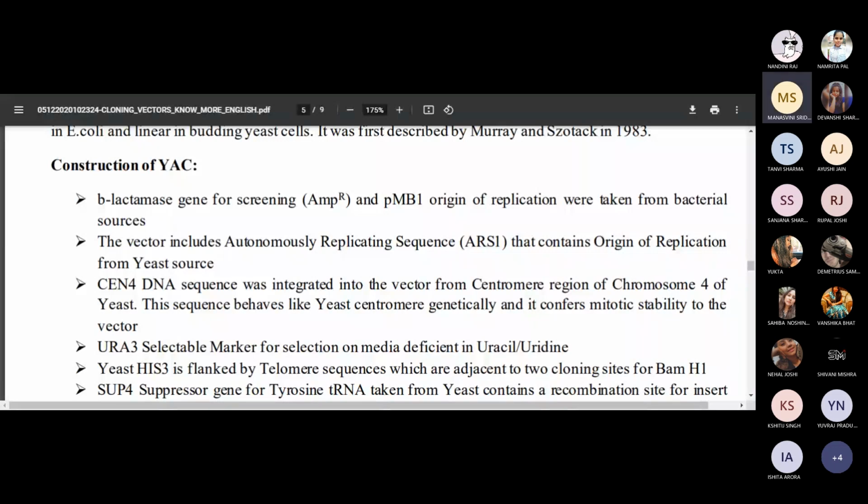URA3 selectable marker for selection on media deficient in uracil or uridine. So what does URA stand for? Uracil. It means your cells are going to be deficient. Cells will not be able to grow if you do not provide uracil in the media.